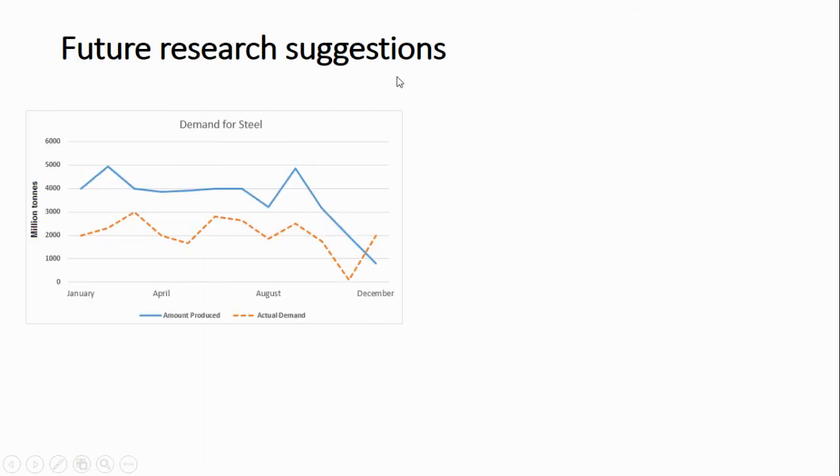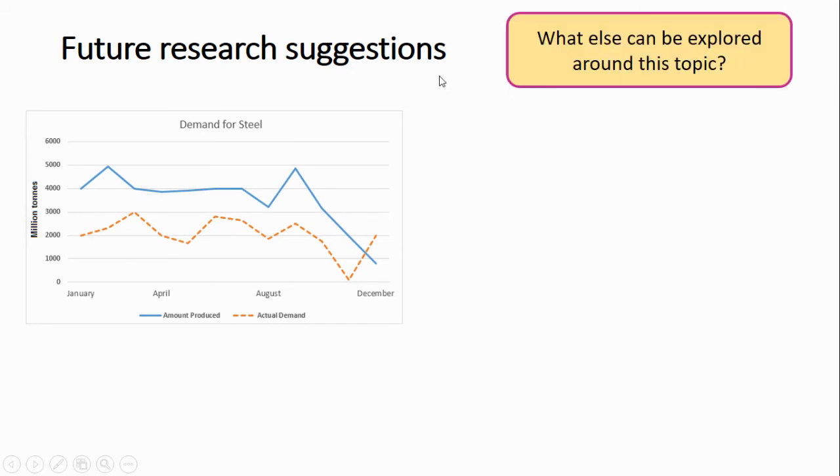Future research suggestions. I think most students get stuck here and they're like, what can we talk about in future research suggestions? We have nothing, no ideas. So look at this graph. This experiment, research here, looked at the amount of steel produced and the actual demand for 1 year, right?